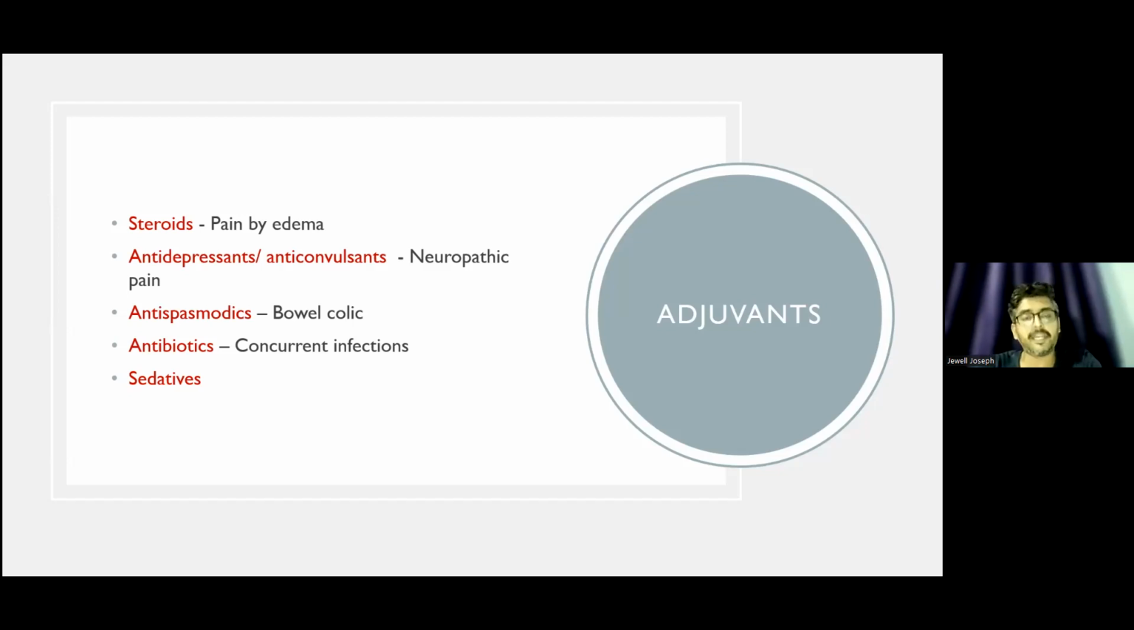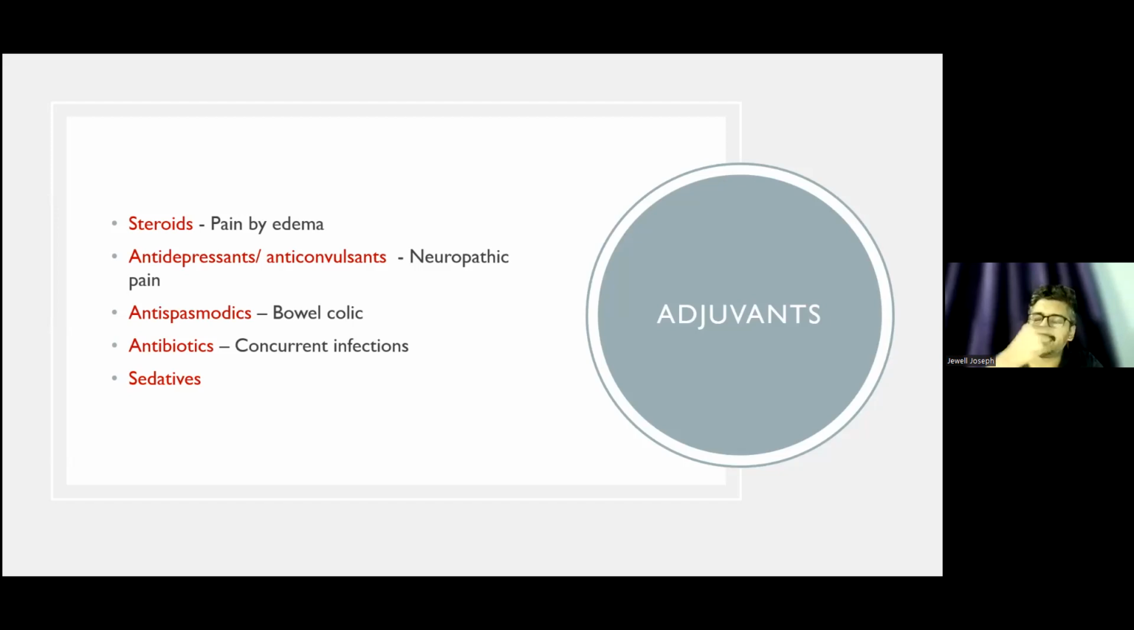They will reduce the peri-tumor edema. They can also reduce the inflammation. So in such situations, steroids can be a very important tool to attaining pain relief. So that is regarding steroids as an adjuvant. Antidepressants and anticonvulsants can be very valuable in controlling neuropathic pain.